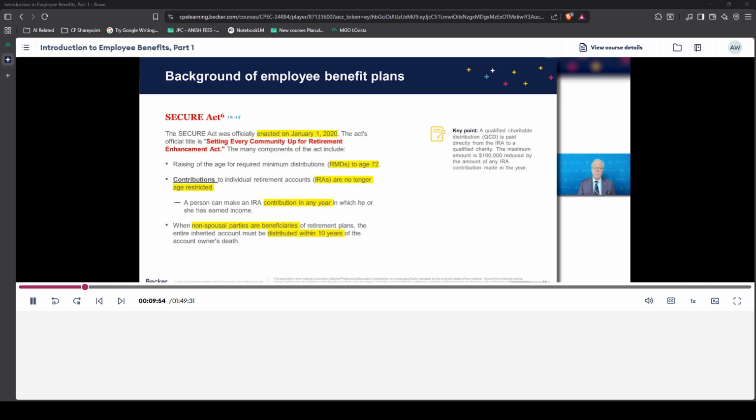Now, when a non-spousal party, think of your children, a significant other but not a spouse, are the beneficiaries, the entire inherited amount must be distributed within 10 years of the owner's death.